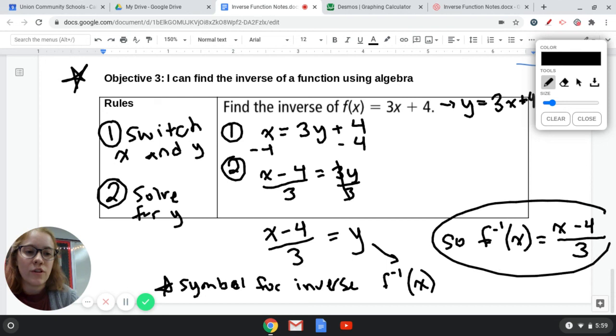And this is our inverse function. So the inverse of f of x equals 3x plus 4 is f inverse of x equals x minus 4 over 3.